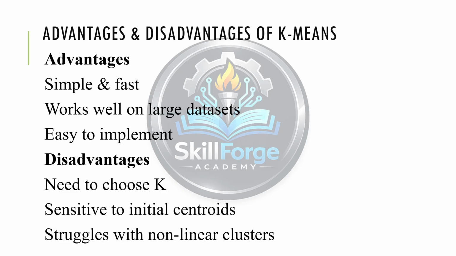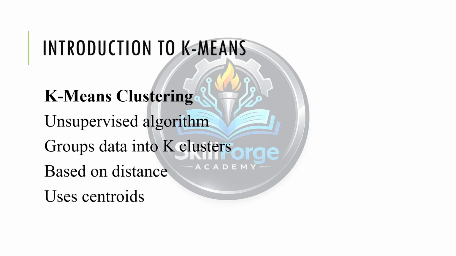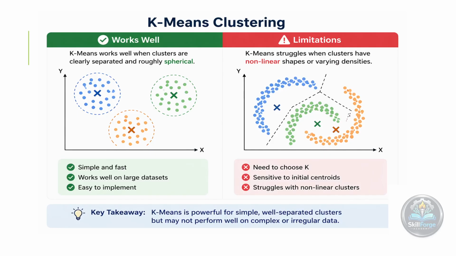Now we'll try to understand the introduction to k-means. K-means is one of the most popular clustering algorithms. It groups data into a fixed number of clusters, which we call k. The algorithm works by finding central points called centroids. Each data point is assigned to the nearest centroid based on distance. So k-means organizes data into clusters around these central points.